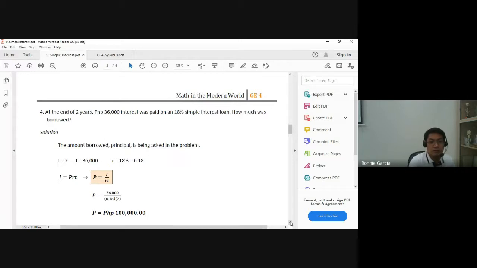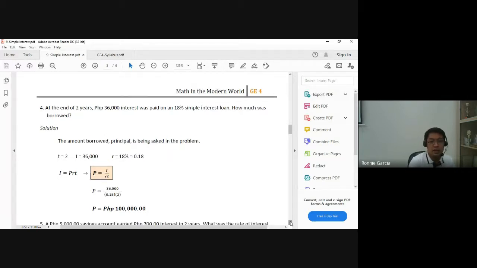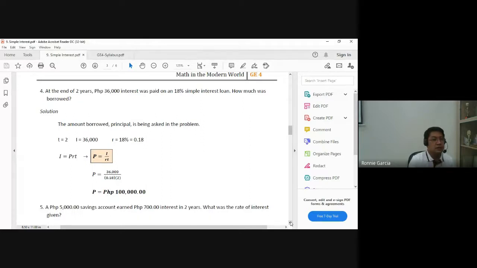Now let's have the 5th problem since wala yung mga nag-raise og hand. Number 5, a 5,000 peso savings account earned 700 pesos interest in 2 years. Now, what was the rate of interest given? So rate of interest is the unknown. So how are you going to solve for that?